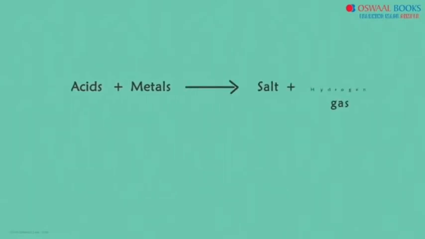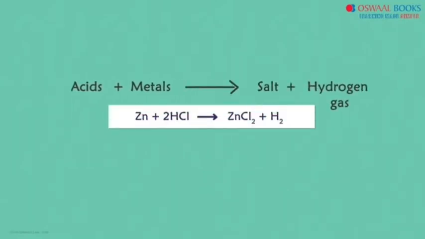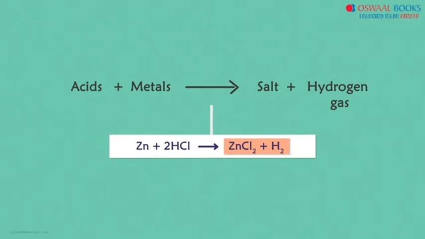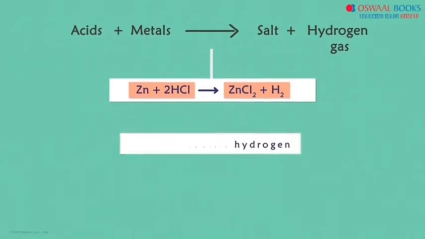First, let's discuss what's common among all the acids. In one of our earlier videos, we'd seen that acids react with metals to give salt and hydrogen gas. If you remember, hydrogen gas and zinc chloride are formed when hydrochloric acid reacts with zinc metal. This proves something very interesting. It proves that all acids contain hydrogen.